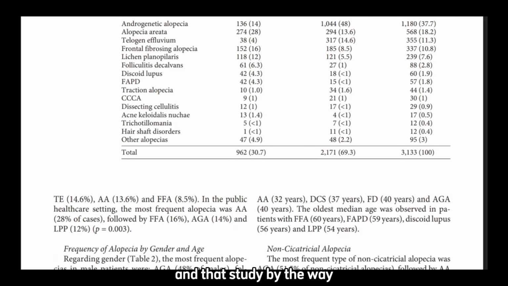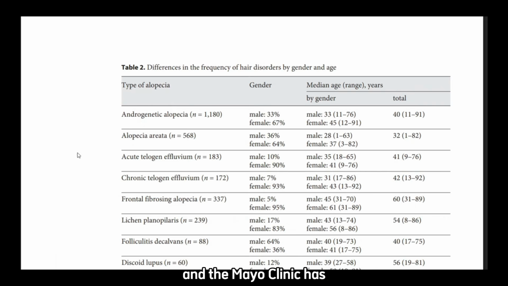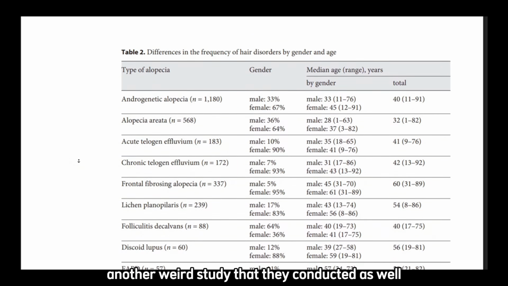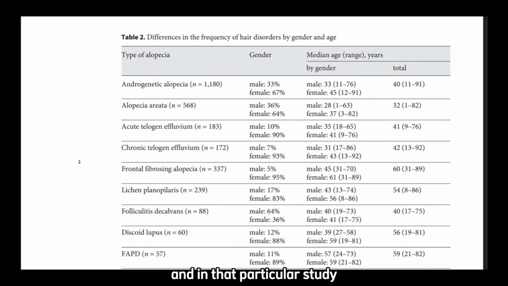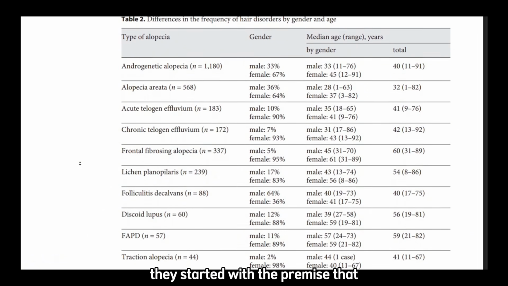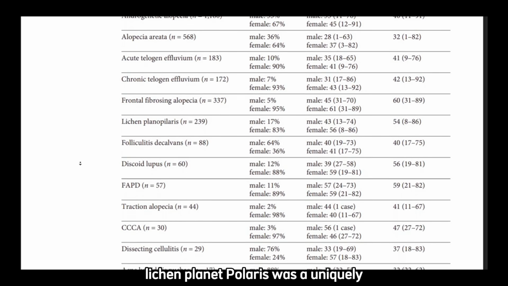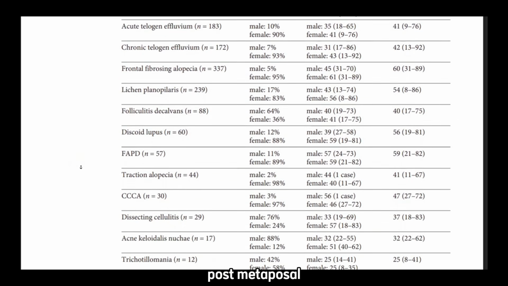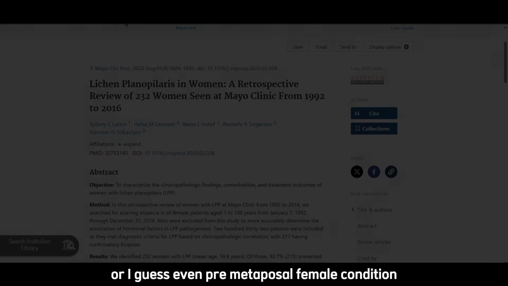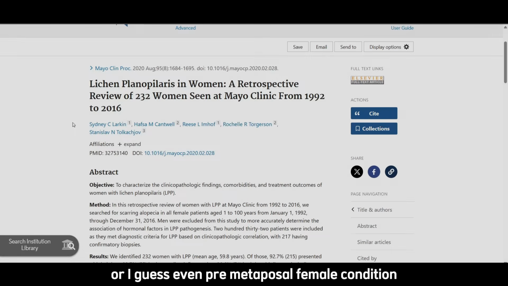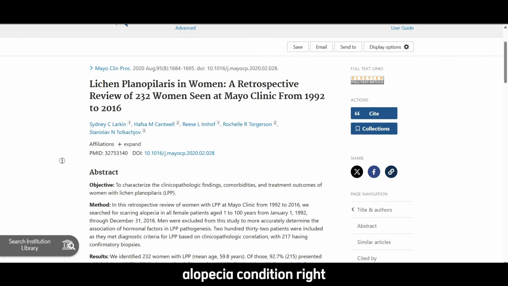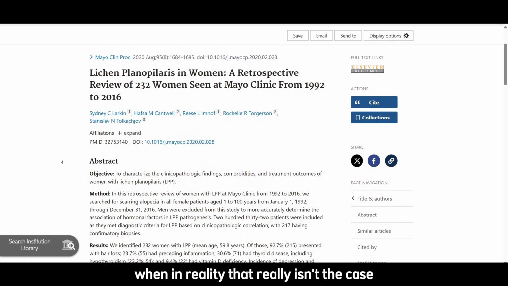And that study, by the way, was conducted by the Mayo Clinic. And the Mayo Clinic has another weird study that they conducted as well. In that particular study, they started with the premise that lichen planopilaris was a uniquely postmenopausal, or I guess even premenopausal, female alopecia condition, right? When in reality, that really isn't the case.